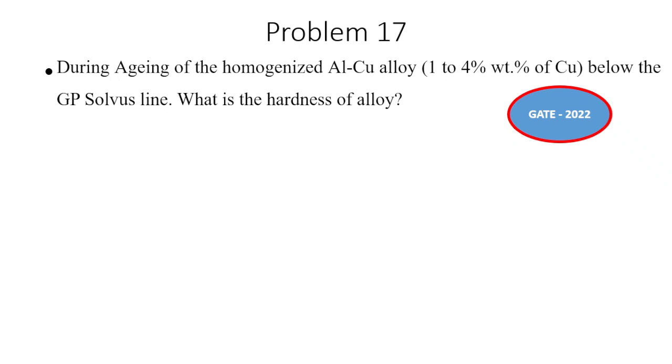During the aging of homogenized aluminum and copper alloy, between 1 to 4 weight percent of copper, below the GP solvus line, what will be the hardness of the alloy? This is actually a very different problem. This is based on the process of aging.